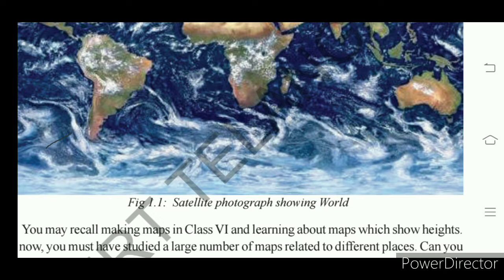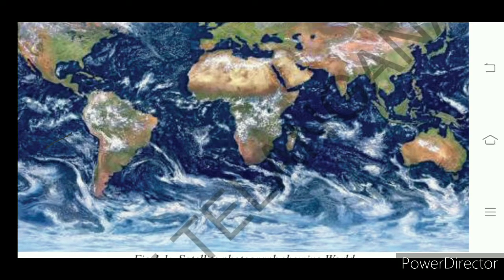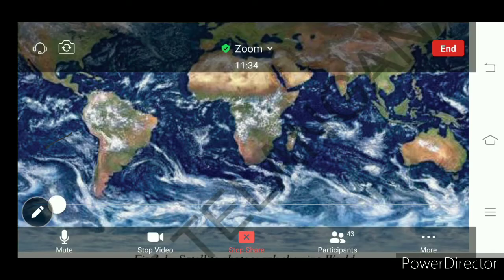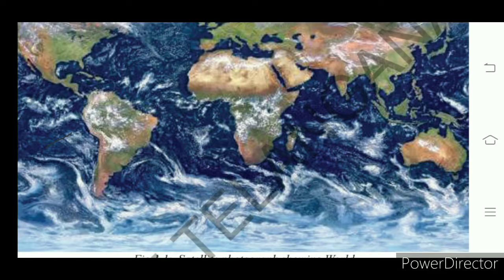So here, for example, can you find out how much rainfall in this photograph? We can't find out. Can you find out the soil type? No. Can you find out the population here? The language spoken in different continents? Crops grown in different continents? Right? So this will not appear in a photograph. All those are important for us.